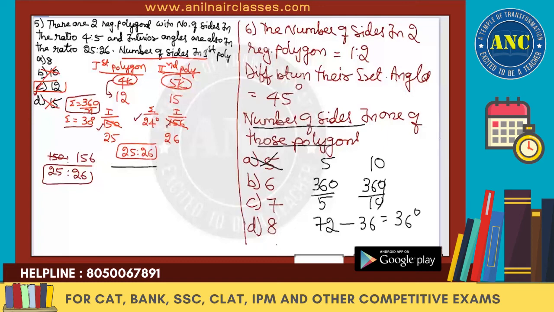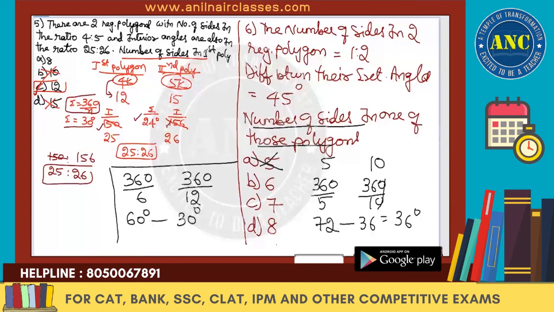If I take 6, 360 by 6. Next it will become 360 by 12. 360 by 6 is 60 degrees. 360 by 12 is 30 degrees. 60 minus 30 is 30 degrees. I hope it is clear, right, sir?